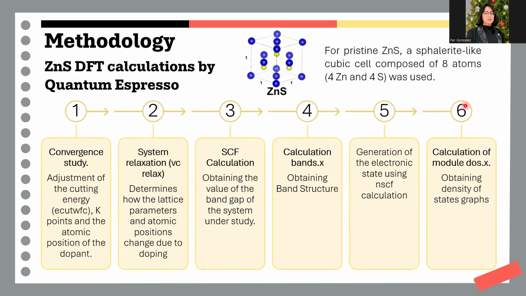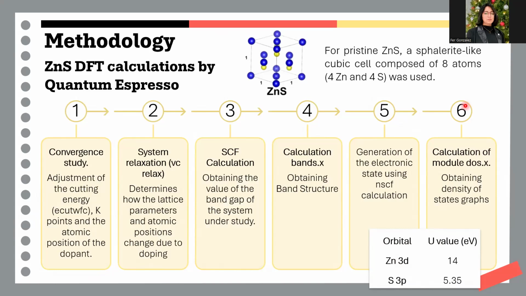And to improve the description of the localized electronic states, a Hubbard correction was used. This approach reduced the effects of overlapping between neighboring atomic orbitals and provided a more accurate description of the localized states of zinc and sulfur.